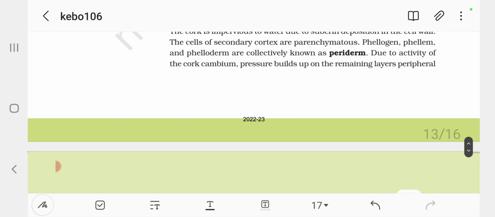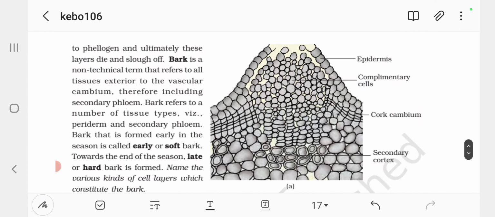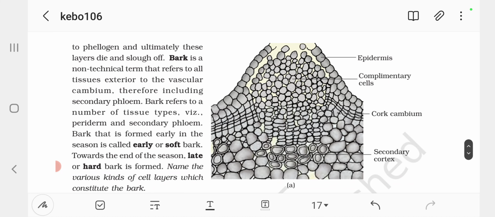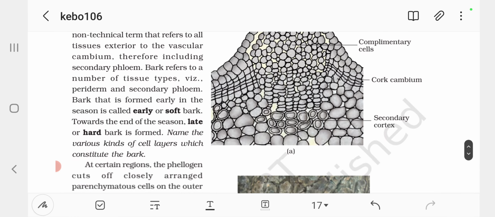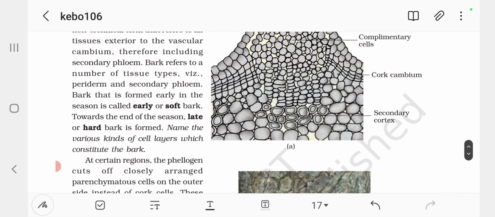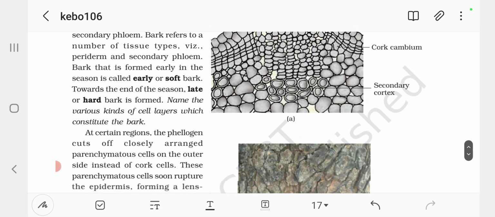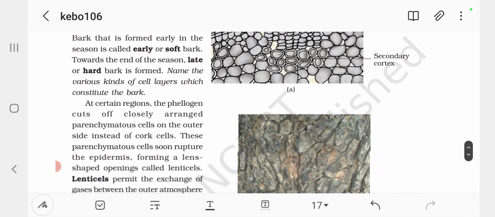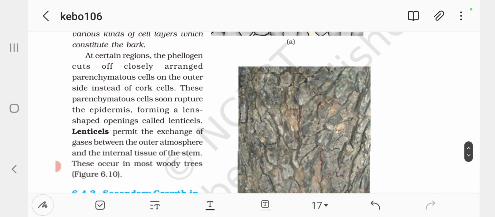Due to activity of cork cambium, pressure builds up on the remaining layers peripheral to phellogen, and ultimately these layers die and slough off. Bark is a non-technical term that refers to all tissues exterior to vascular cambium, therefore including secondary phloem. Bark refers to a number of tissue types, with periderm and secondary phloem. Bark that is formed early in the season is called early or soft bark. Towards the end of the season, late or hard bark is formed. Name the various kinds of cells which constitute the bark.